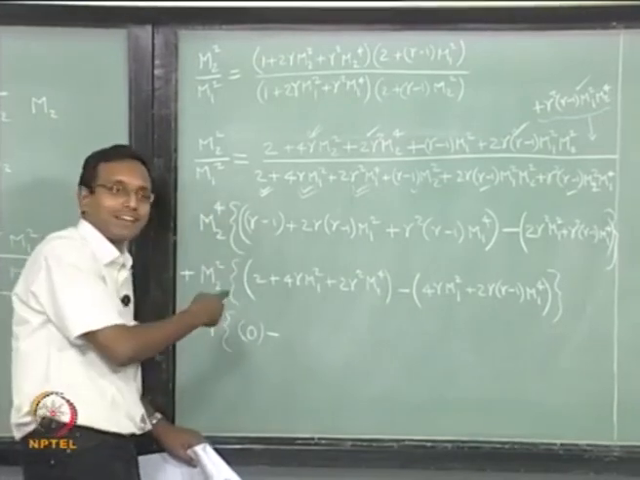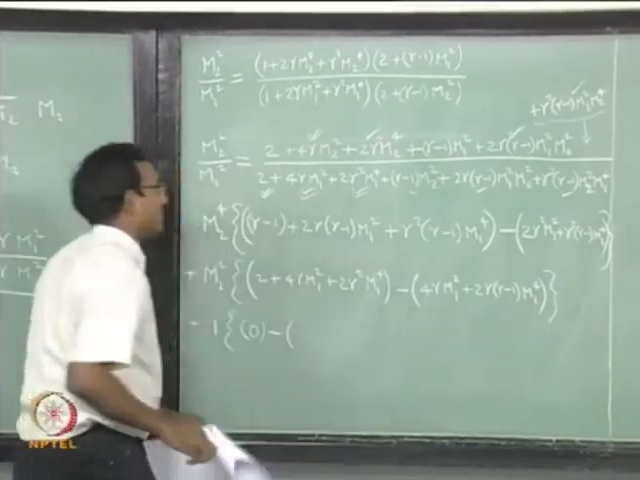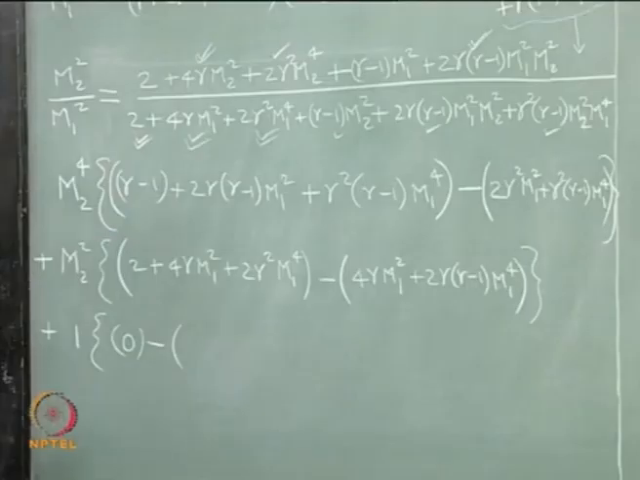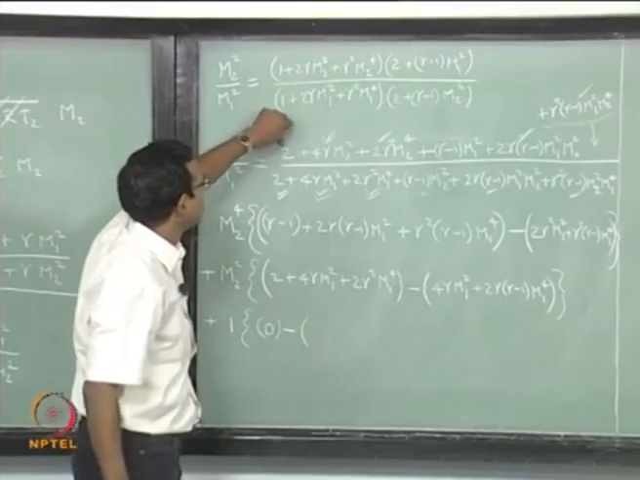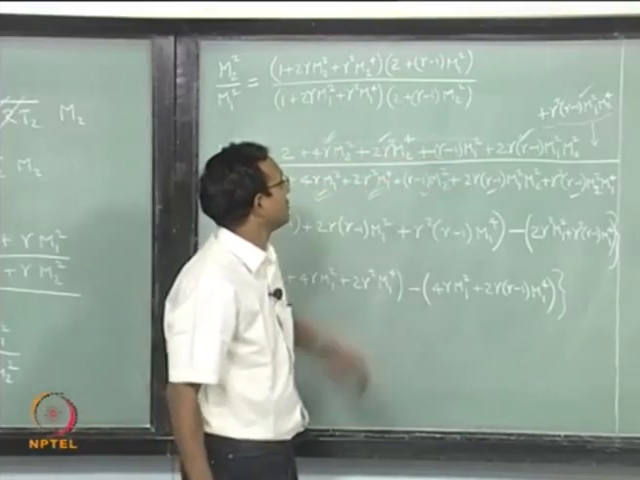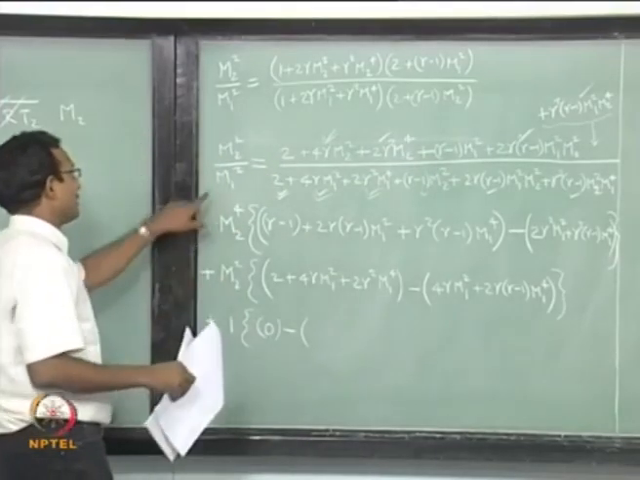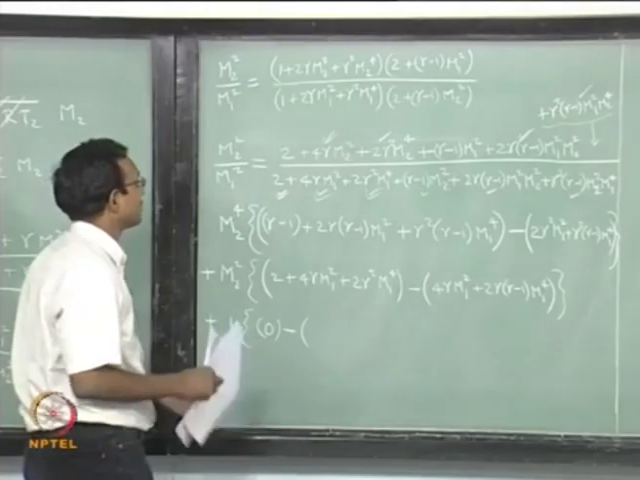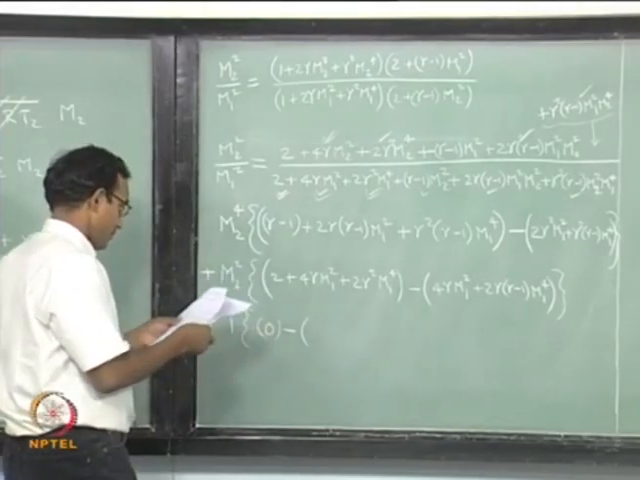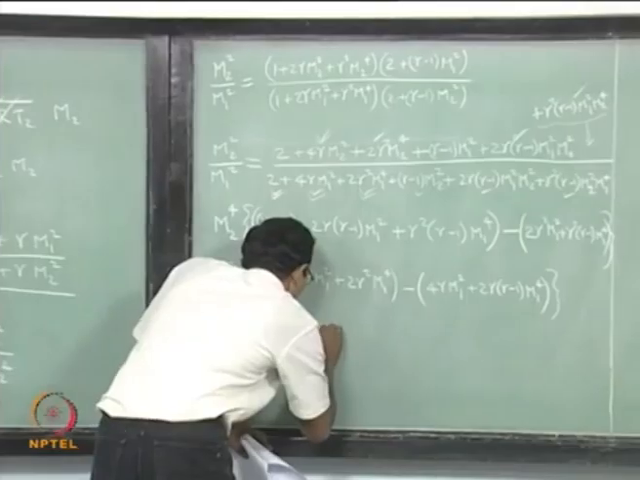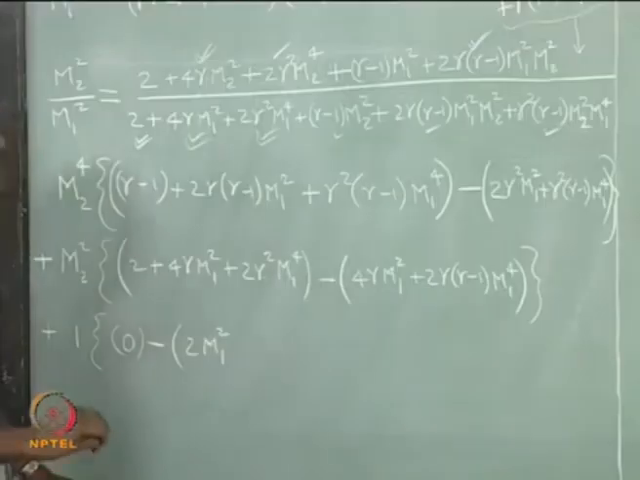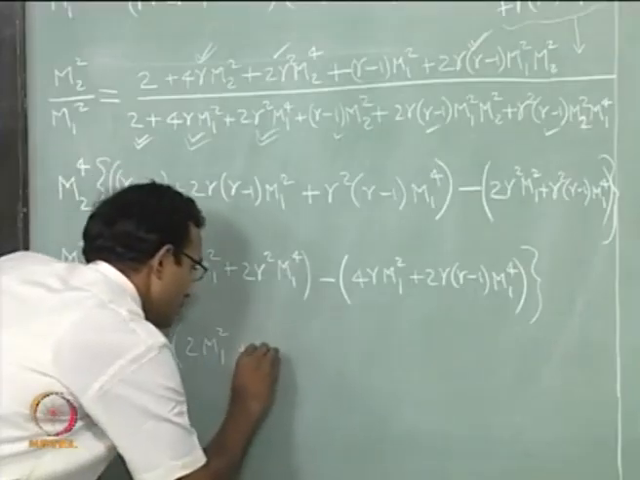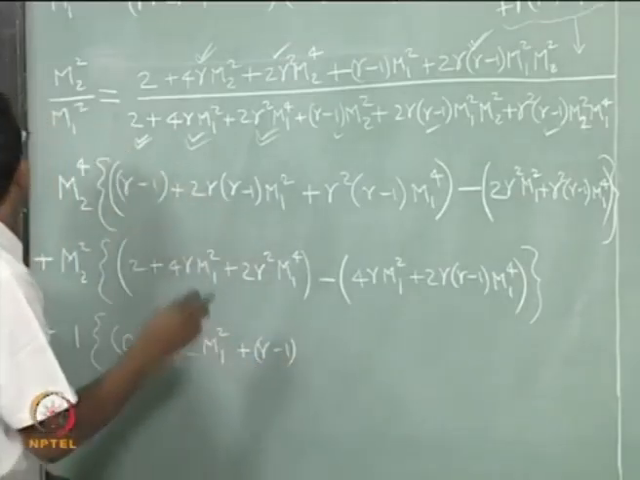Same bracket, first bracket is from denominator, nothing is coming from the first bracket, every term is used up. Only set of terms left are this 2 gamma minus 1 m1 square, only 2 terms are left, that is multiplied by m1 square and taken to the left side, so there is a minus sign here. So, it will be 2 m1 square plus gamma minus 1 m1 power 4.